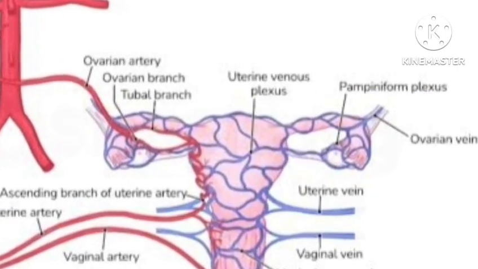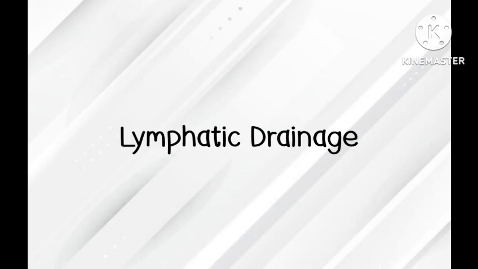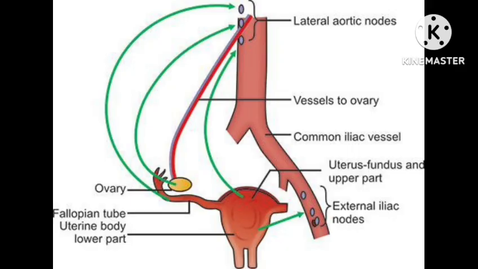Second, veins run parallel with the arteries and drain into the pampiniform plexus of ovary and into the uterine veins. Another point is lymphatic drainage. The tubular lymphatics join the lymphatics from the ovary and drain with them into the lateral aortic and pre-aortic nodes.